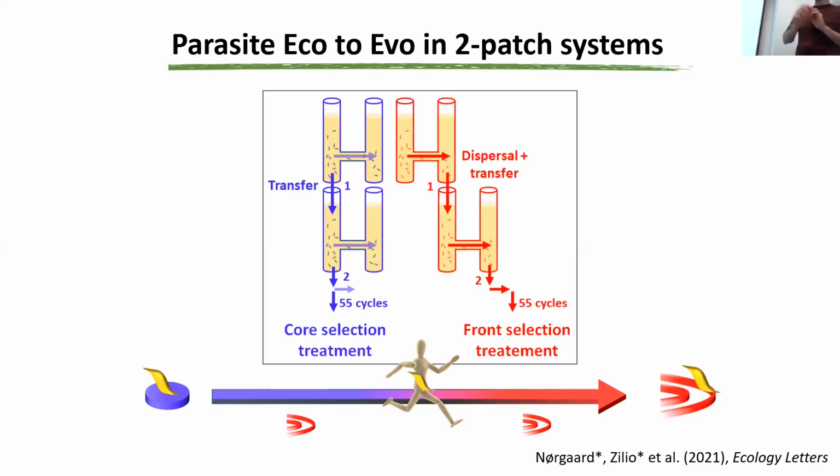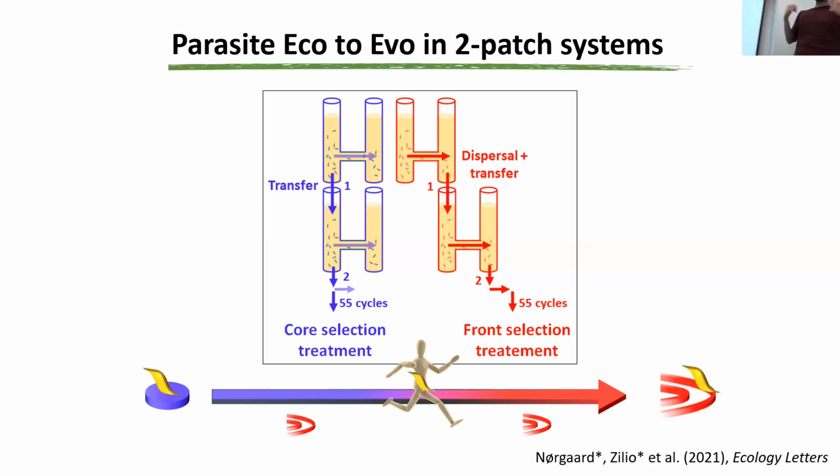And at the front, the opposite was true. So we open the connection. We allow Paramecium, infected and uninfected, to disperse. We close the connection, and we propagate only the individuals that decided to disperse. So we sort of create a core selection treatment, only individuals that decided to stay in place, or the front, only individuals that decide to disperse.